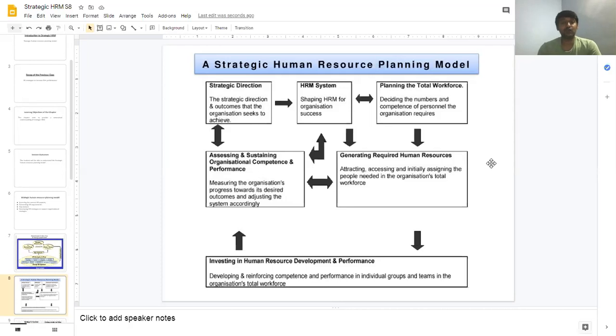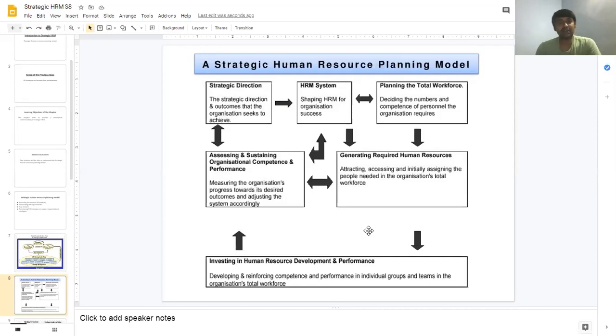Then it will lead to generating human resource. He has to analyze how many employees are required for accomplishment of the particular task or his ideas, and he has to assess and initially assign the people needed for the organizational workforce. He has to understand the human resource required for the accomplishment of the objectives. Later, once it has been identified and a decision is taken, then comes investing in human resource development and performance. Here comes the cost parameter. How many employees are required for an organization or for development of competence or activities? He has to put investment into human resource development and performance.